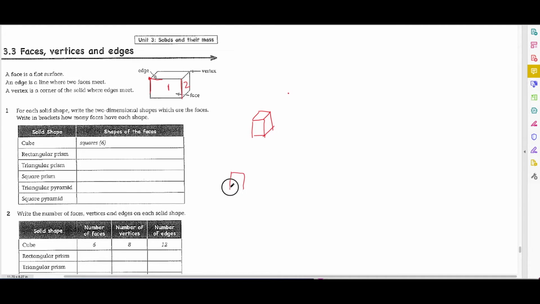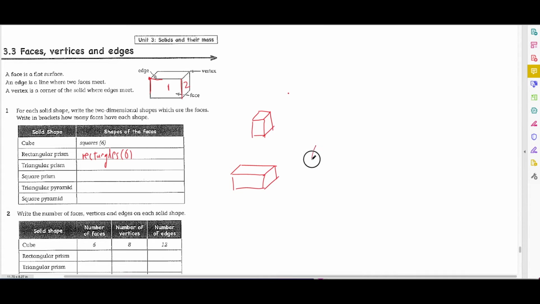Alright, a rectangular prism. So what does a rectangular prism have? Okay, so let's take a look. So rectangular prism is going to have what? 6 rectangles, right? So we write rectangle. Rectangles, 6.